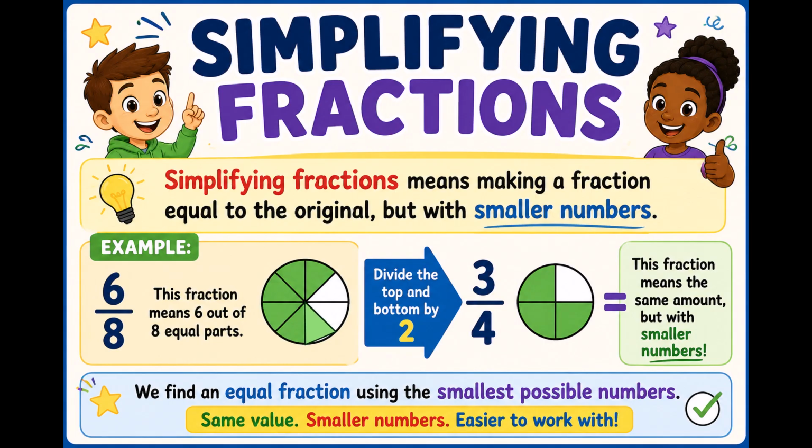So look at the example, 6/8. The fraction means 6 out of 8 equal parts. That means 6 pieces are shaded out of 8 pieces. And then we're going to divide the top and bottom by 2, and we get 3/4. That image shows 3 pieces shaded out of 4. So this fraction means the same amount, but with smaller numbers. First we had 6/8, and then we reduced it to 3/4. Okay? Excellent.